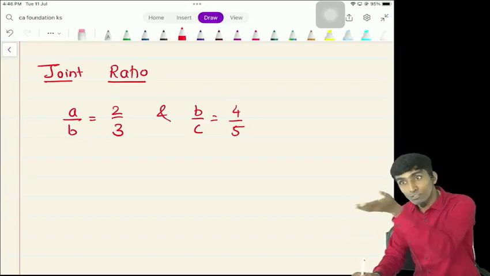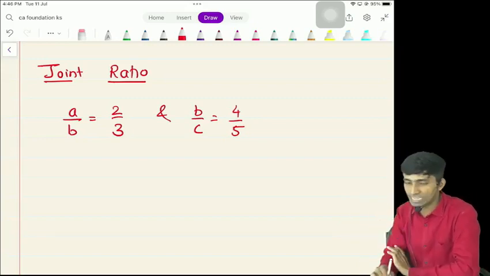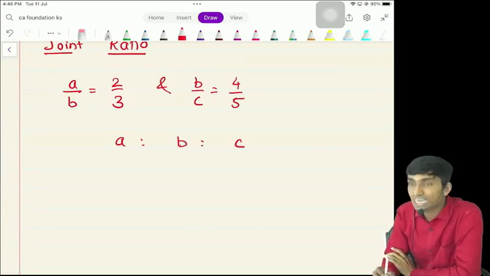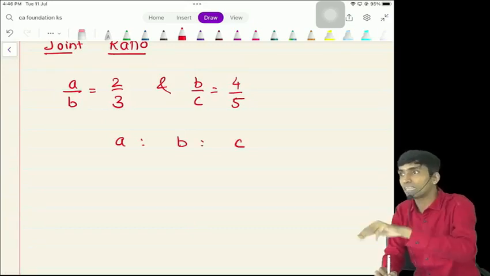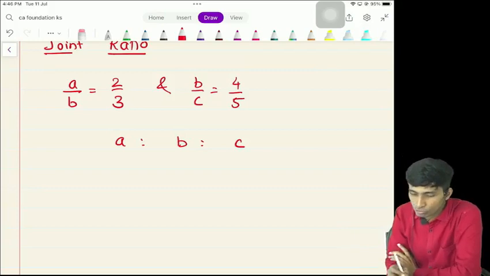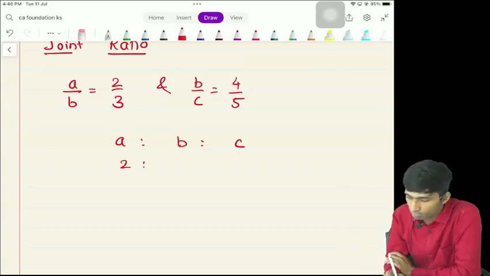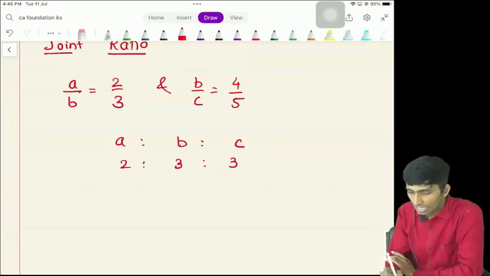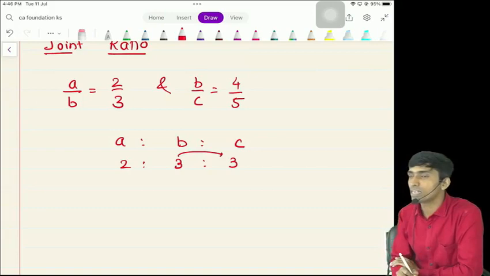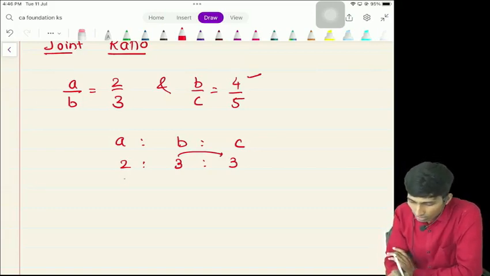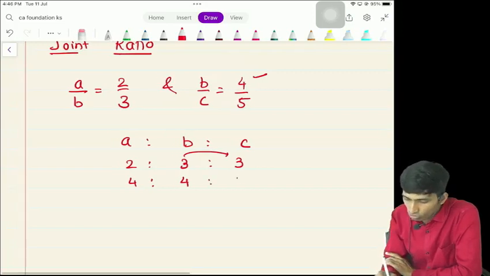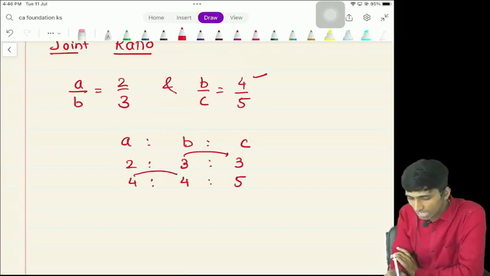Make B common, that is what I am saying. No need to make. Okay, listen. What I will write: A is to B is to C. Means same thing I am doing, but in another way. A is to B is 2 is to 3. Again here write 3. Simple. You understood what I did? Again I copied the same number. Here it is 4, 4 is to 5. Same number I have written.